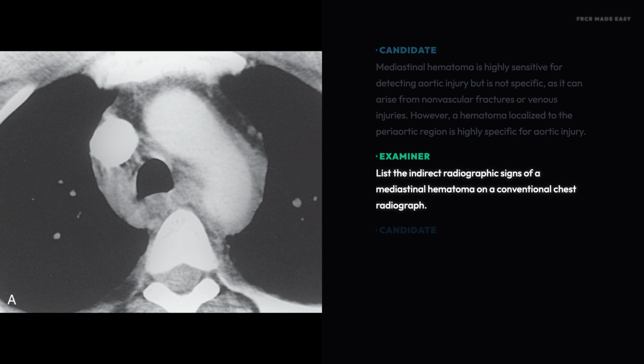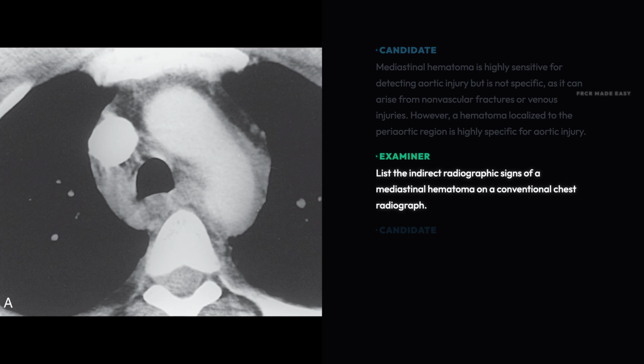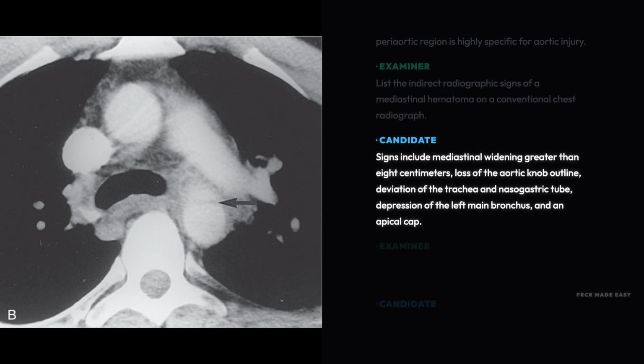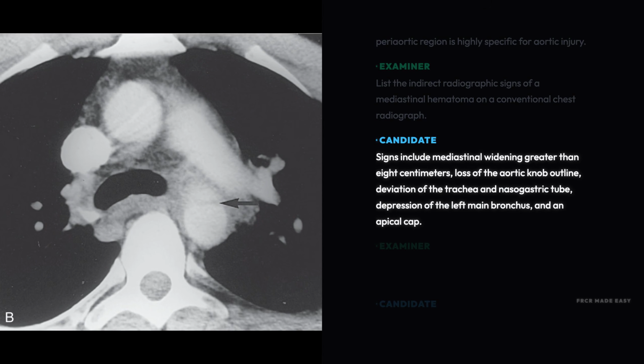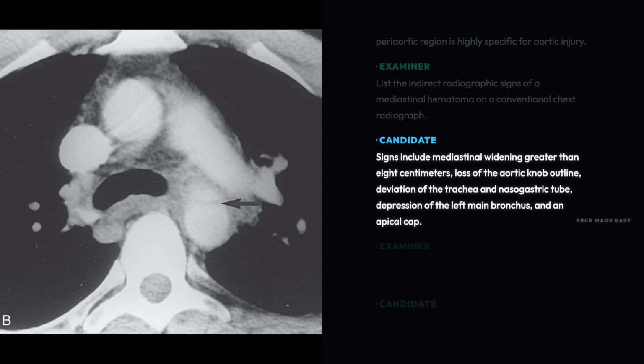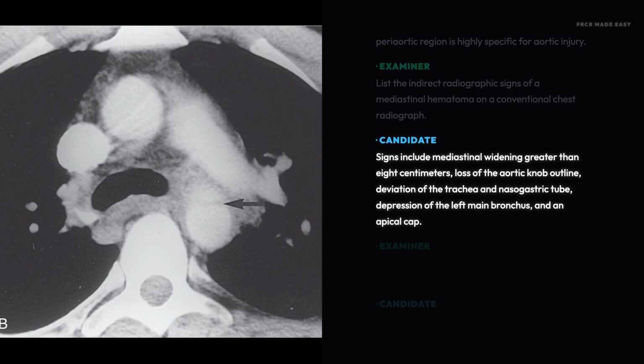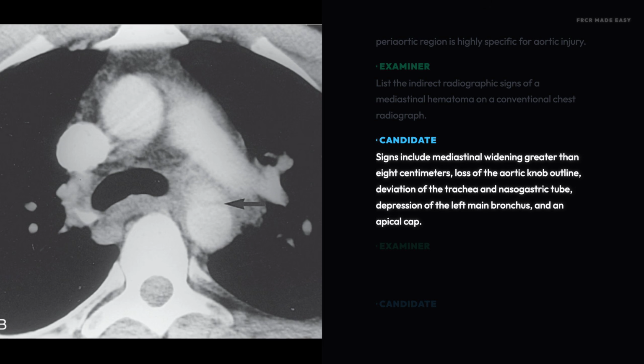List the indirect radiographic signs of a mediastinal hematoma on a conventional chest radiograph. Signs include mediastinal widening greater than 8 centimeters, loss of the aortic knob outline, deviation of the trachea and nasogastric tube, depression of the left main bronchus, and an apical cap.